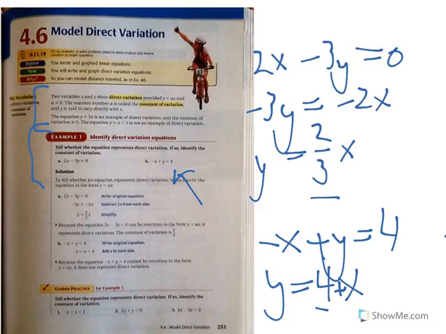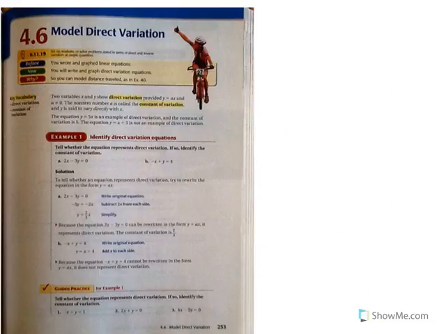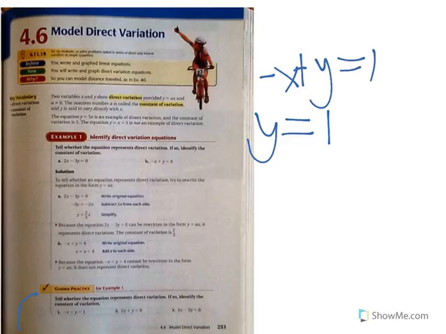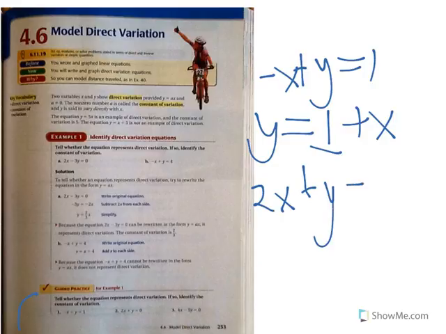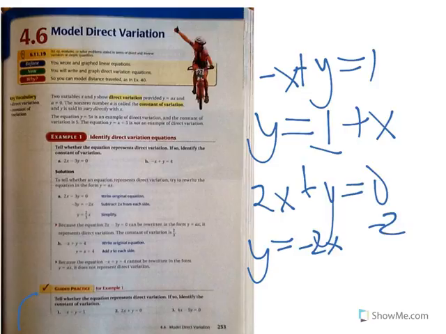So looking at these quickly down at the bottom, this one here, negative x plus y equals 1, so that's going to be y is equal to 1 plus x. So no, it's not direct variation because you've got that 1 there. So the next one, 2x plus y is equal to 0. So y is equal to negative 2x. Yes, there is a constant of variation, and it's negative 2. So there's direct variation and a constant of variation.